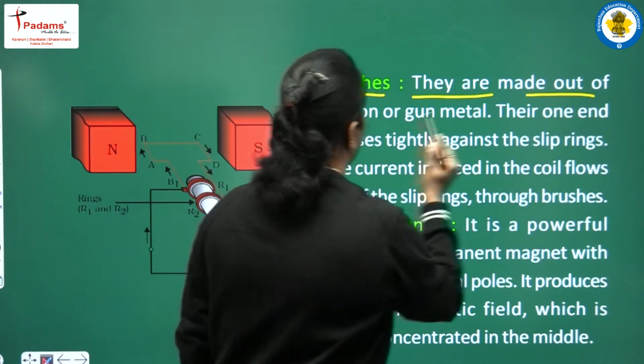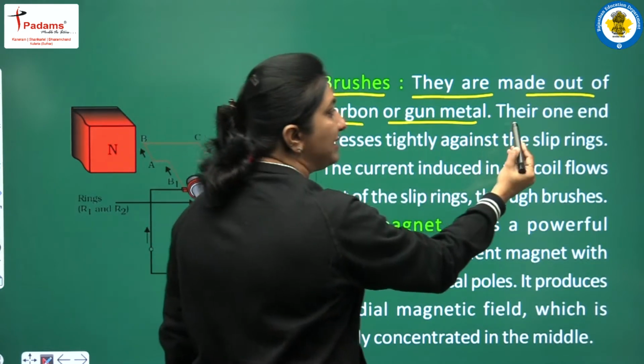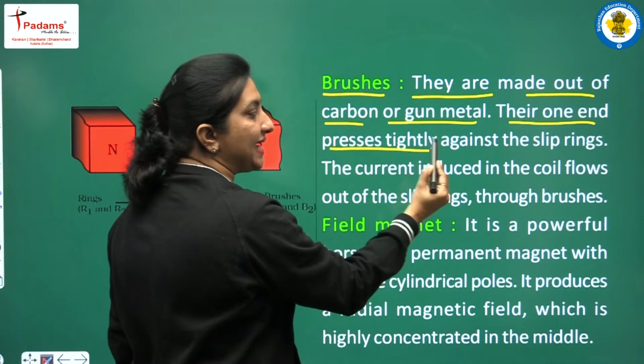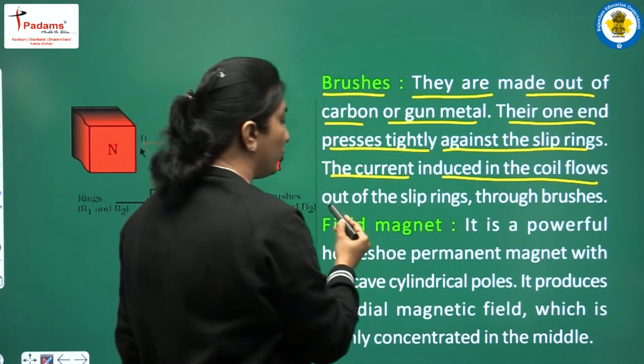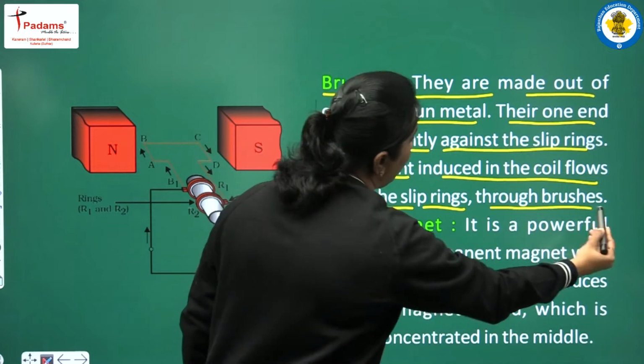They are made out of carbon or gunmetal. Their one end presses tightly against the slip rings. The current induced in the coil flows out of the slip rings through brushes.